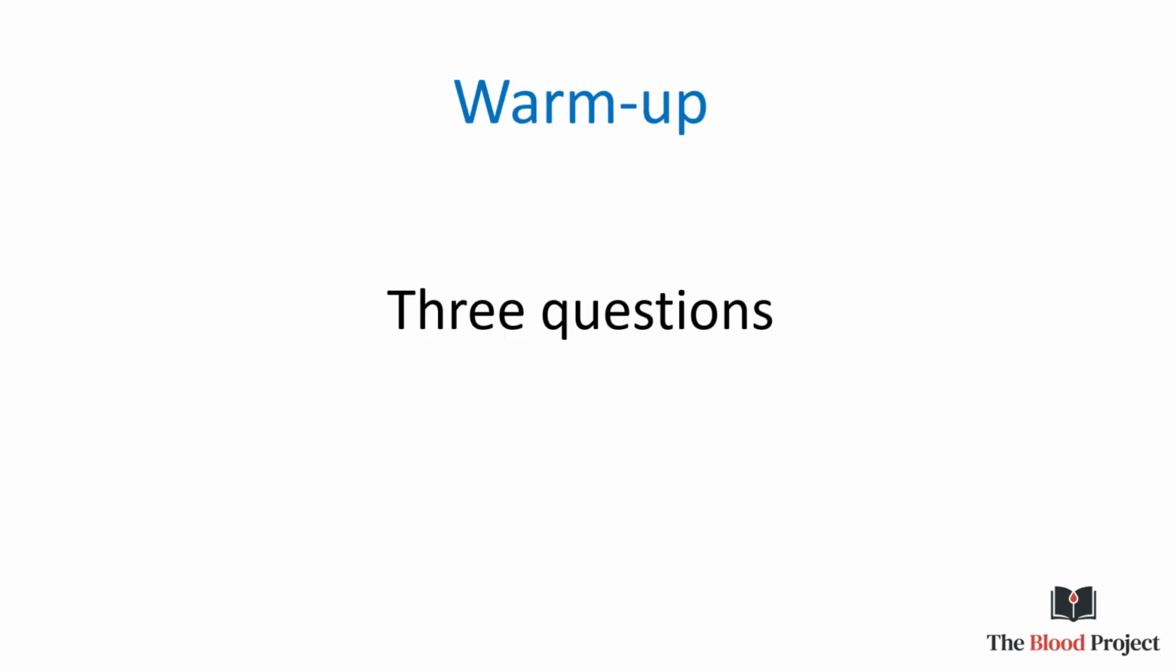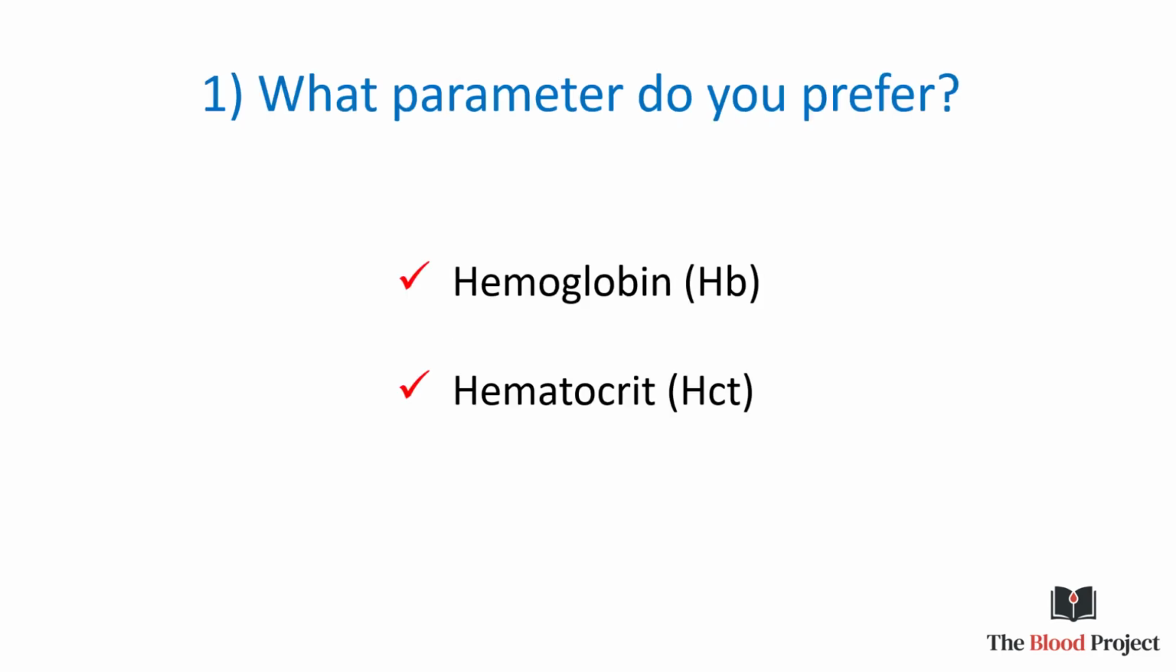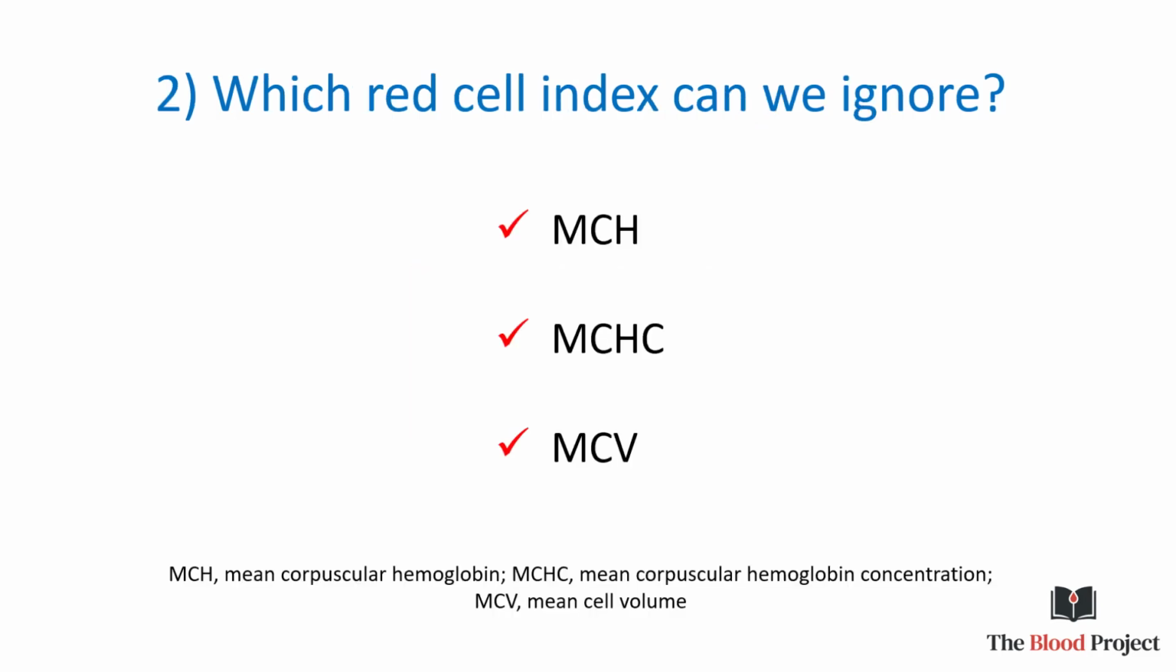Let's begin with a warm-up exercise by considering the following three questions. First, which parameter do you prefer to use when discussing a patient, the hemoglobin or the hematocrit? Why? Are the two values interchangeable? If not, then how do they differ in meaning?